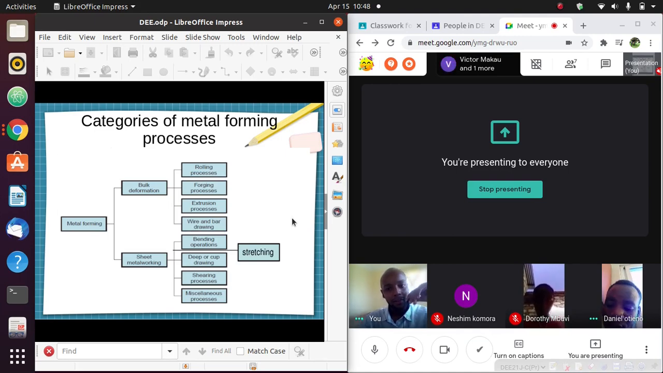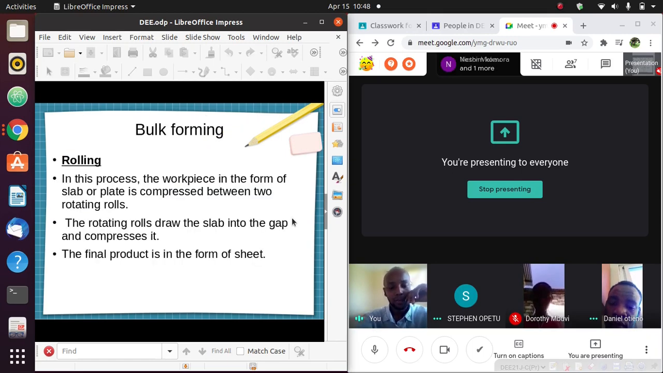Now, under the bulk deformation, we have other processes kama rolling processes, forging processes, extrusion, wire drawing, and under sheet metal working, kuna bending, stretching, deep drawing, shearing process. We'll mention these processes in a few, and then I will also be playing videos ili tuwe na a visual idea of how these processes are done in a workshop ama kule kwa industry. Now let us start with rolling process.